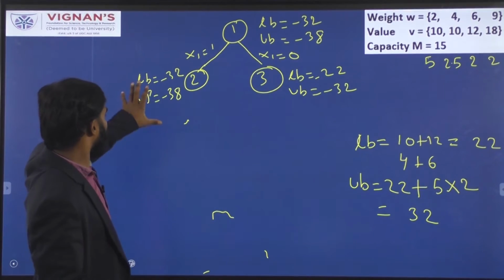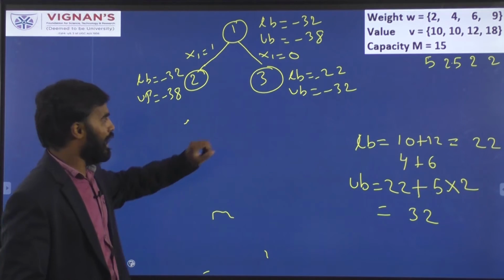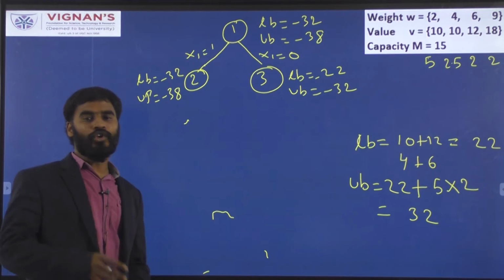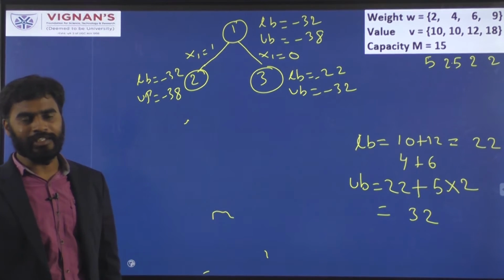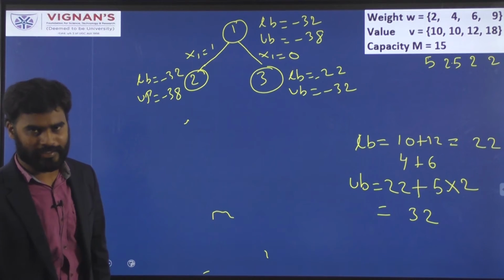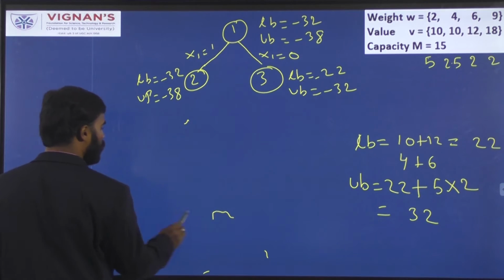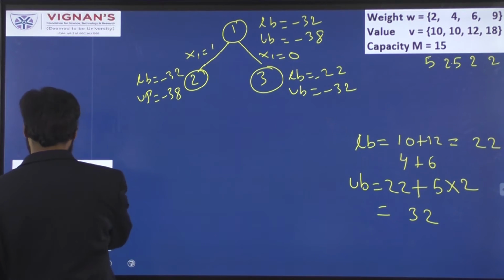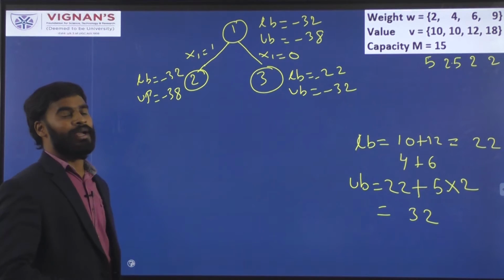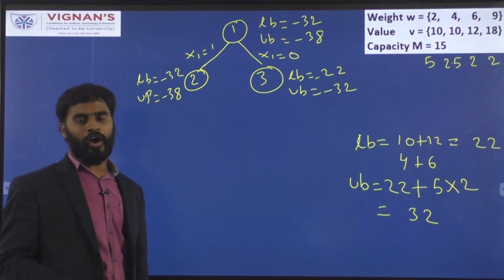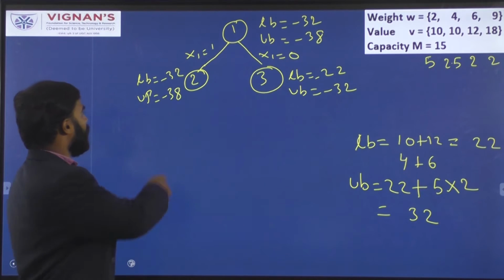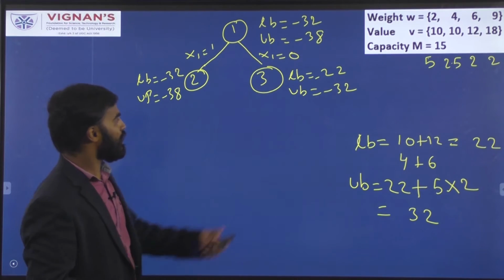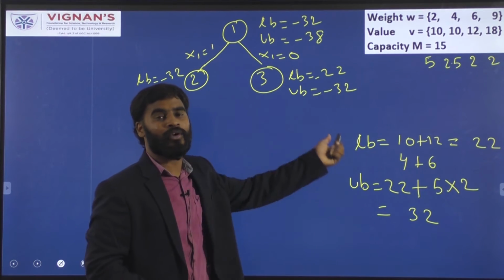So this is the lower bound and upper bound for node 2, and this is the lower bound and upper bound for node 3. Here we will use least cost search strategy to decide which node to explore next. How to decide a node to explore? We will choose a node which is having the minimum difference between the lower bound and upper bound. Here the difference is 6, and here the difference is 10.